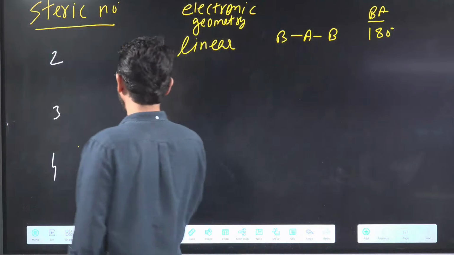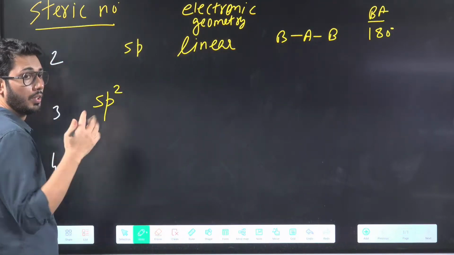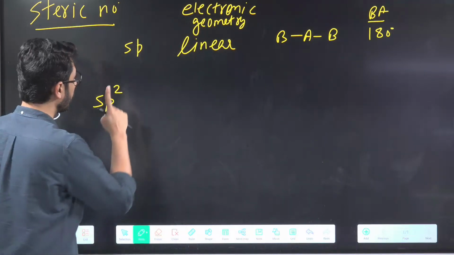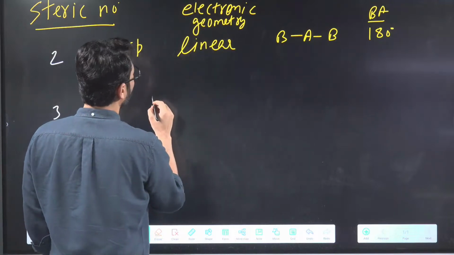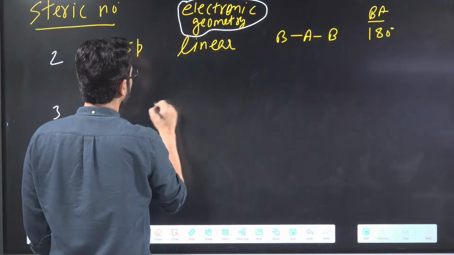sp hybridized, linear geometry, this type of structure, central atom A, attached atoms B. The angle between two bonds is the bond angle, 180 degrees. If it is steric number 3, it is sp2 hybridized, and 3 hybrid orbitals are used, which are 1s and 2p. Then the electronic geometry will be trigonal planar.